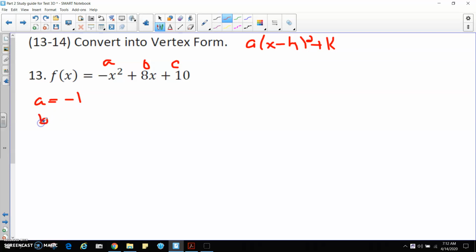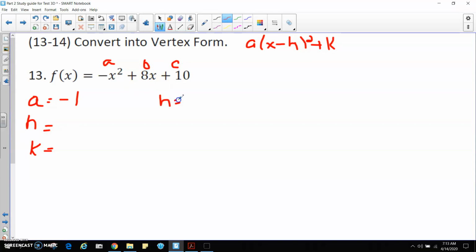Sorry, not B. Let's erase that. Let me start all over. For this, we've got to find A, we've got to find H, and we have to find K. Our A is going to be -1. It won't change. But our H is not our B, so we must find it using the B term.